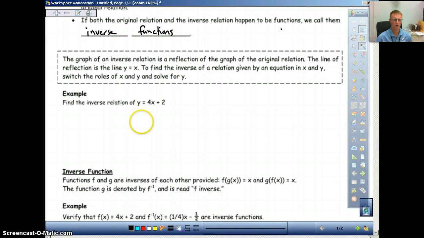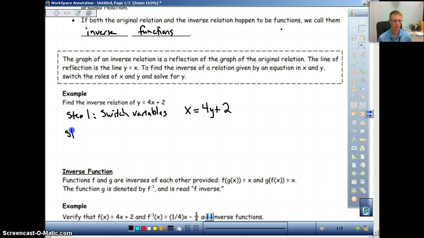So what we're going to do is find the inverse relation of y equals 4x plus 2. When you're trying to find an inverse, step 1 is switch your variables. What does that mean? Instead of y equals 4x plus 2, we're just going to switch them. We're going to put x equals 4y plus 2.